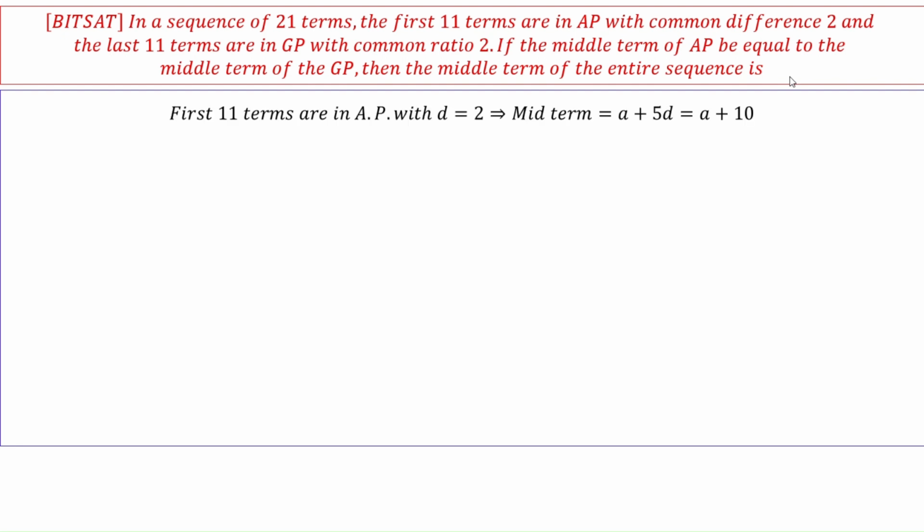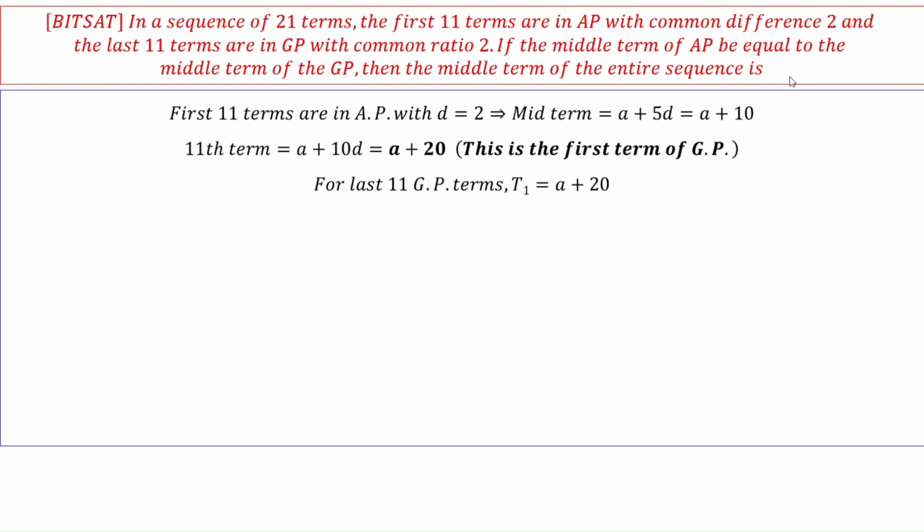First thing is, the first 11 terms are in AP with a difference of d equal to 2, so the middle term, that is a plus 5d, will be a plus 10. The 11th term will be a plus 10d, that is a plus 20, and this 11th term will be the first term of the GP because the last 11 terms are in GP. So the 11th term overlaps between AP and GP.